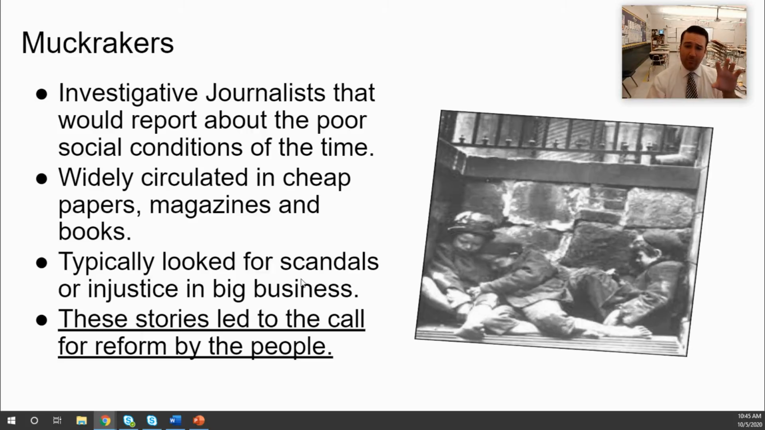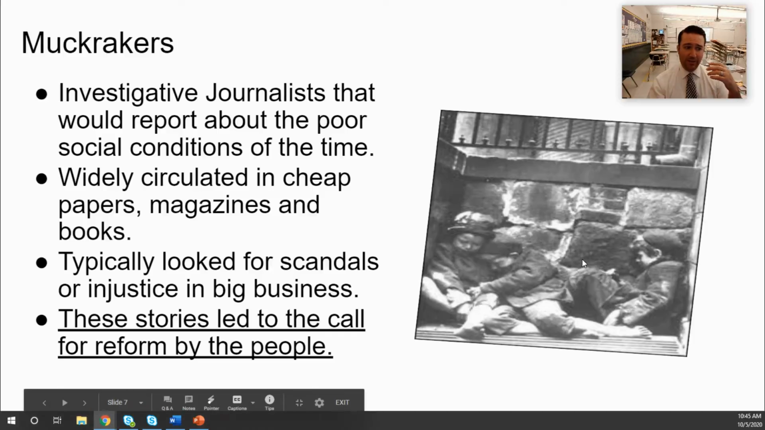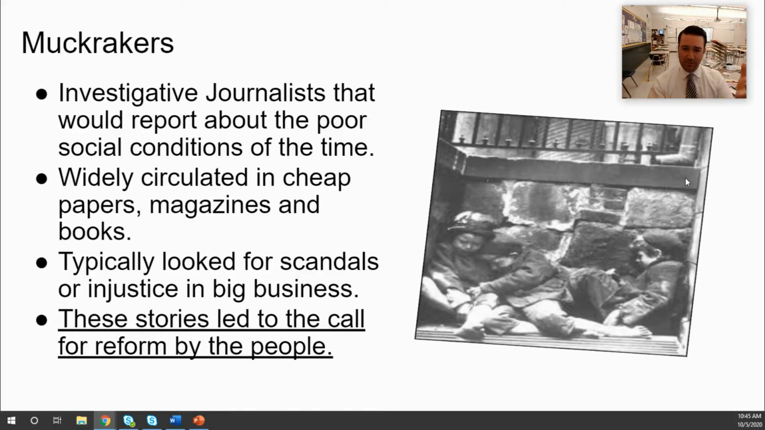So that leads us to the muckrakers. Muckrakers are individuals who are investigative journalists, and they go into the underbelly of society and investigate some of the issues occurring as a result of industrialization and urbanization. Many of them bring to light and expose these issues for people to read in widely circulated newspapers, magazines, and then, of course, books. They're looking for scandals in society and big business, and for poor social conditions in society.